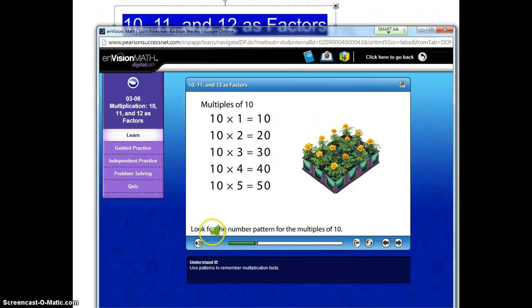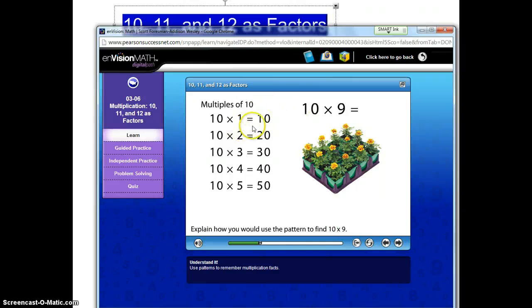So we're going to look for a number pattern using multiples of 10. Well, just a minute. A dozen is 12, right? So 3 dozen, a dozen is 12. These are just multiples of 10. Let's think about how we can use multiples of 10 to get there. Is there a 10 inside of a 12? How could you use a pattern to find 10 times 9?